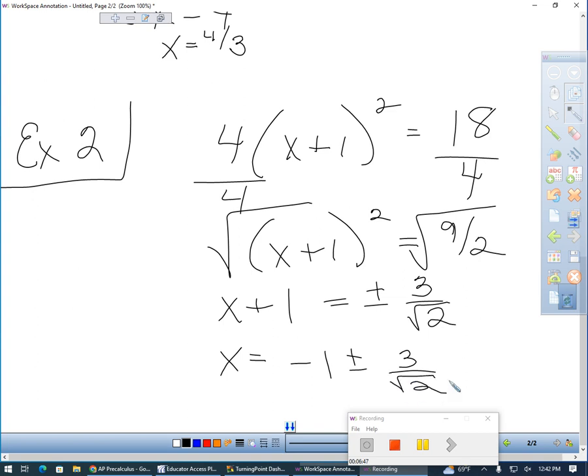Now, here's the wonderful thing about being an AP. You do not have to simplify that. You do not have to rationalize anymore. You can leave it just like this.